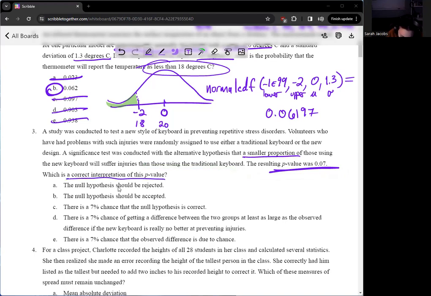Okay. The null hypothesis should be rejected. Well, we don't actually have a significance level. So this is talking about the interpretation of the p-value. It's not talking about what conclusion should be made based on the p-value. So there's a slight difference. We're not talking about rejecting or failing to reject based on this p-value. We're just saying, what does this p-value mean? So that's not this.